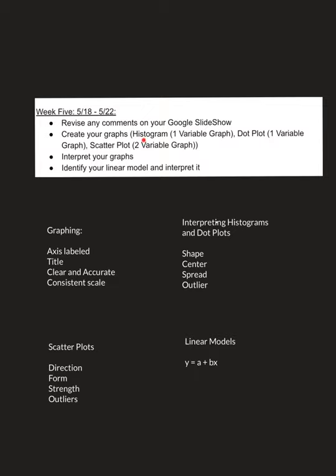And then, once you make your graphs, you're going to be asked to interpret them. Okay? You're going to be asked to interpret all 3. So for your histograms and dot plots, there are 4 things that you need to include: the shape, the center, and the spread, and outliers. Okay? I'm just going to quickly touch base on all of these.